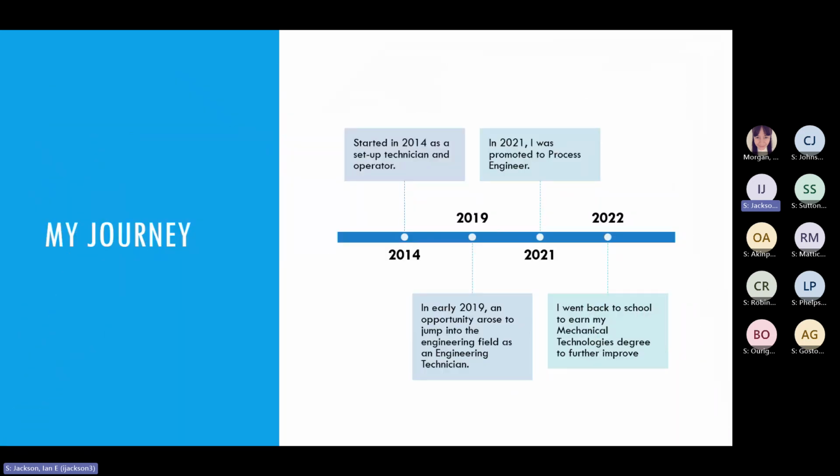So my journey so far, I started there back in 2014 just as a setup technician and operator working on some of the machinery. In early 2019, an opportunity arose to jump into the engineering field as an engineering technician. So I took no time on that and jumped onto that. In 2021, I was promoted to a process engineer. And back in early 2022, I went back to school to earn my mechanical technologies degree to further improve myself.